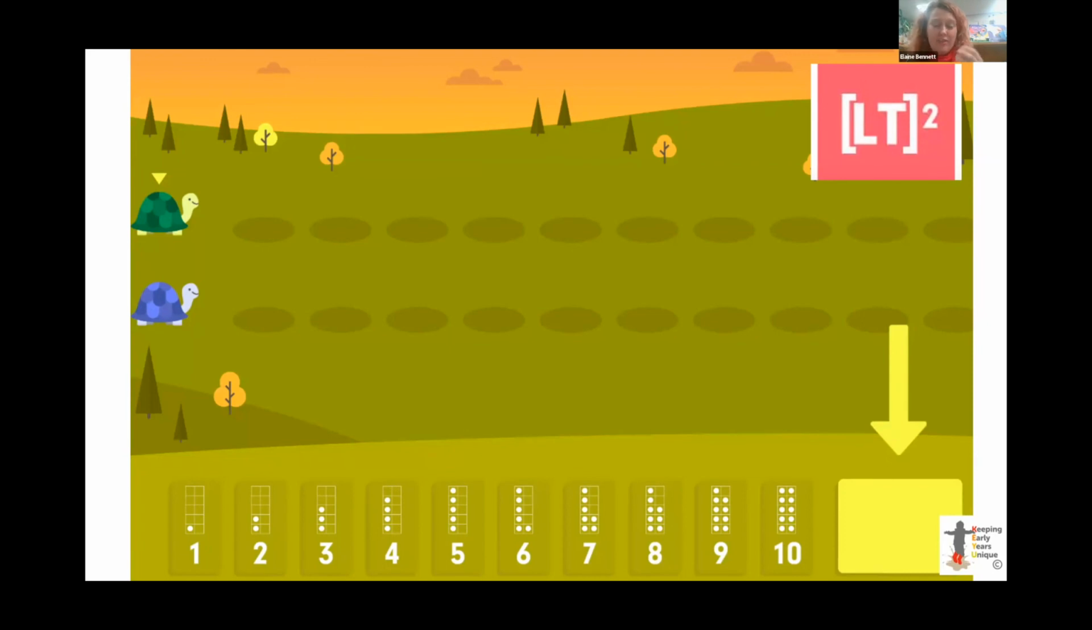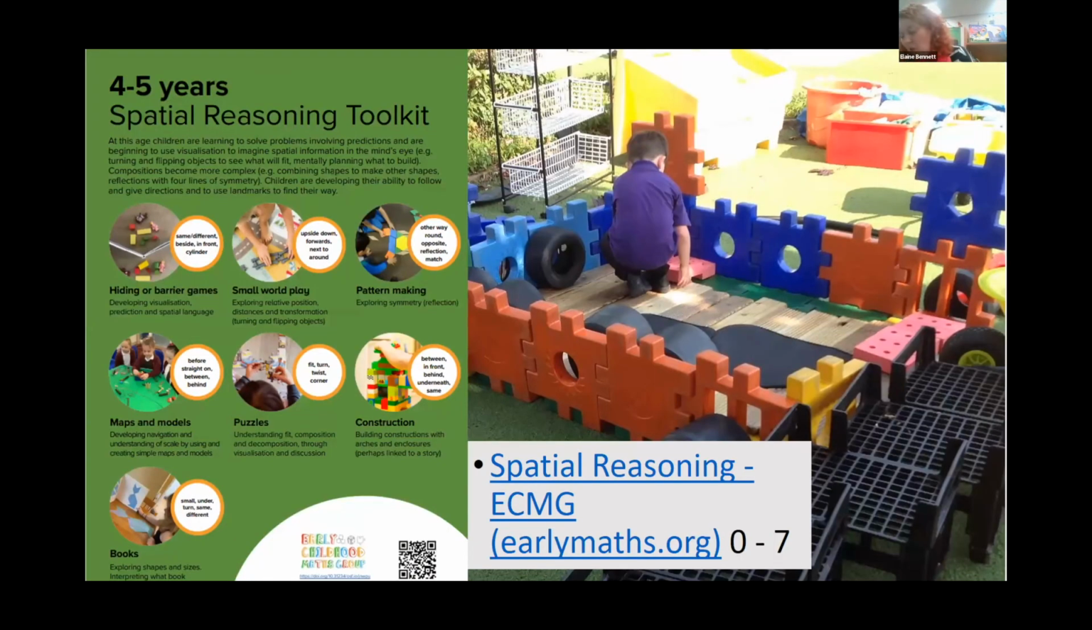As I say, and this is from the Learning Trajectories website, everything I'm sharing with you is based on evidence. And then, of course, we've already heard it mentioned a lot more than once, the amazing Spatial Reasoning Toolkit.